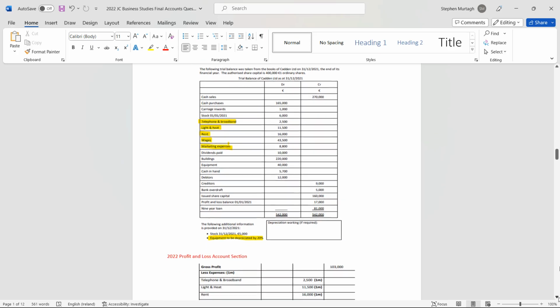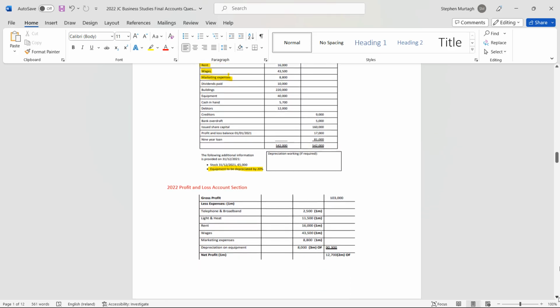So if we scroll down here, this is the profit and loss section. The gross profit of 103,000, which we've worked out already, less expenses. You can see you're getting a mark for your heading there, and just putting all your expenses down and adding them all together, and that gives you 90,300. Gross profit of 103,000 minus the total expenses of 90,300 gives you a net profit of 12,700. So in this particular question, that's how you get the net profit. And you can see headings are important. Marks are being awarded for those as well. So make sure, guys, that you put them into your question.